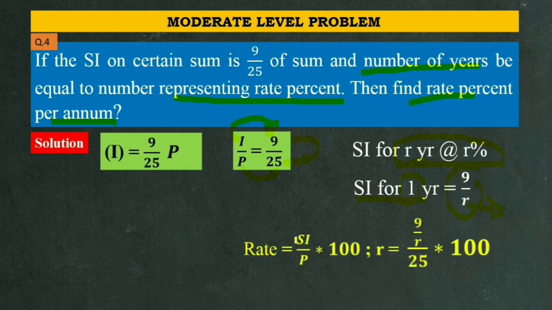Alright, we have to simply apply the formula, that is rate equals SI by P, that is 9 by R upon 25 into 100. After solving it, we will get the equation in terms of R square equals 36. Whenever we calculate the square root of 36, we will get the answer for the rate, that is equal to 6%.